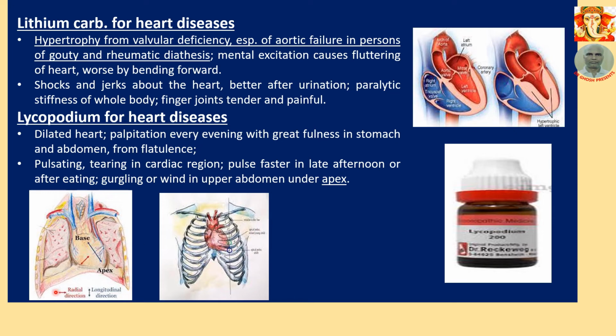Now, what is apex? See this picture. This is the heart. Now, this portion is called apex, and this portion is called base. So, this gurgling or wind in the upper abdomen under the apex: just beneath the apex, there are intestines, and there is a gurgling sound. The same figure is here. It is in the rib cage. It is without the rib.